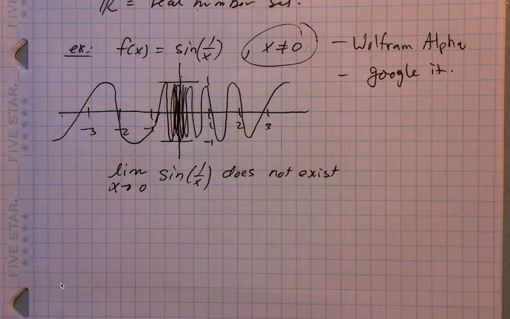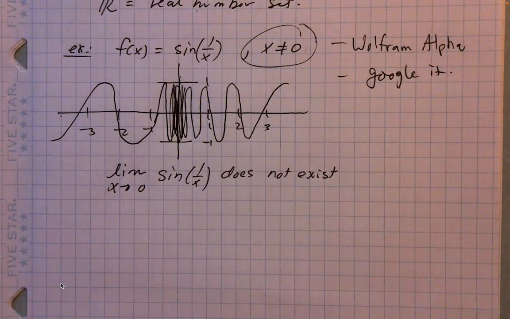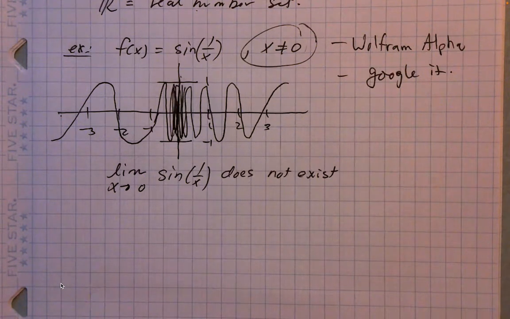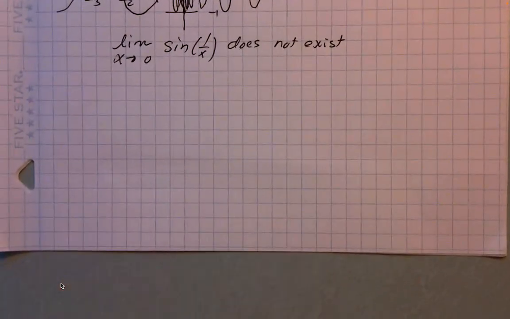So what ends up happening is that causes the function to oscillate between two fixed values, and consequently, from the left and the right, you get no agreement on this. So for that reason, we say that the function doesn't have a limit at x equals 0. Okay, very good, very good.